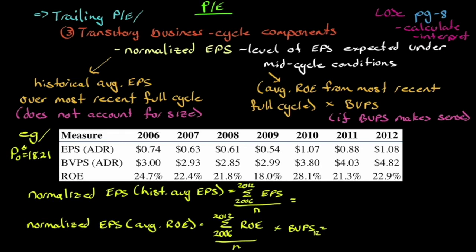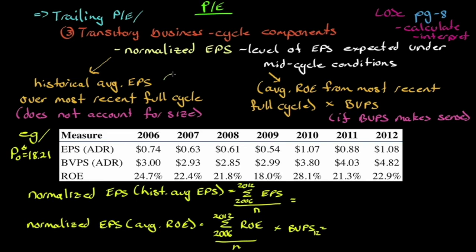We would use something called normalized EPS, and this is the level of EPS expected under mid-cycle conditions. I've already defined mid-cycle earlier in this reading, and mid-cycle is the middle of the business cycle. We can use the historical average EPS for a company over the most recent full cycle. That'll get us mid-cycle. Problem here is it does not account for size. Over the course of a full cycle, the company may have grown significantly in size.